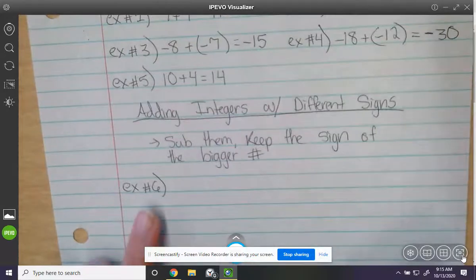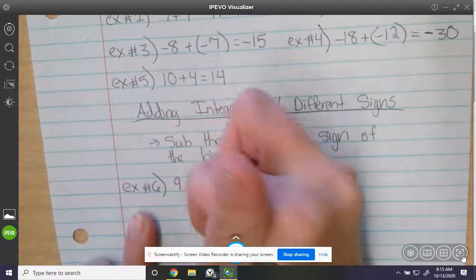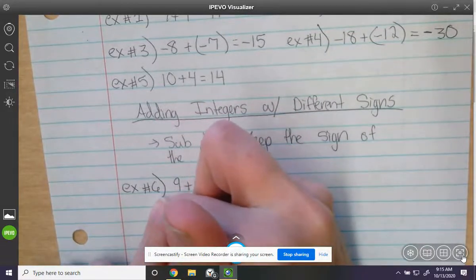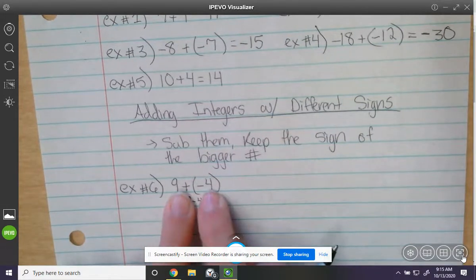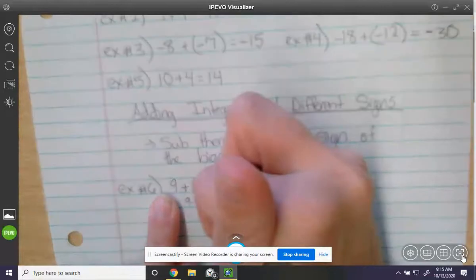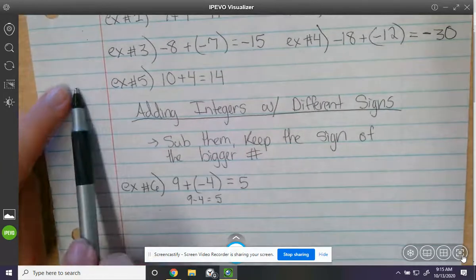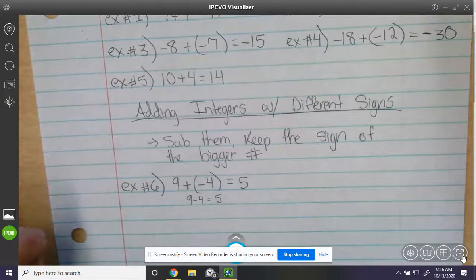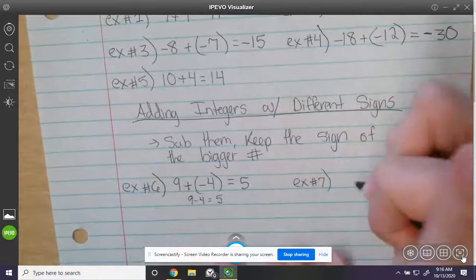Okay, so let's just walk through this one. 9 plus a negative 4. I'm just going to take 9 minus 4, which is 5. And then which one is bigger, 4 or 9? 9's bigger, so that means my answer is going to be a positive 5. Okay, if you think about the number line thing, if I start way up here at 9 and I add negative 4, so I go down 4, I'm now at a positive 5. This takes lots of practice.